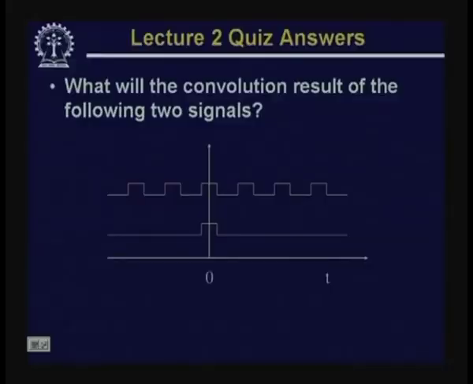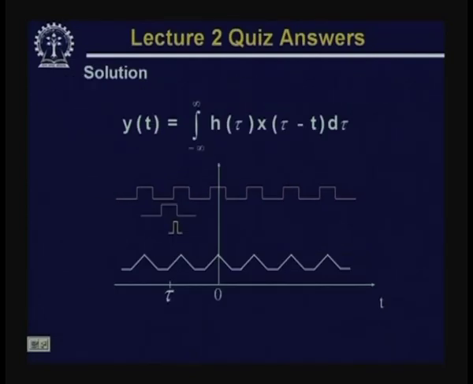Coming to the next problem, which was given, we had given two different signals and you have to find out what will be the convolution of these two different signals. Again, here if I simply follow the convolution equation, which is y(t) equal to the integral of h(tau) x(t minus tau) d tau, where the integration has to be taken from minus infinity to infinity, you will find that the final convolution is a triangular wave of this form.